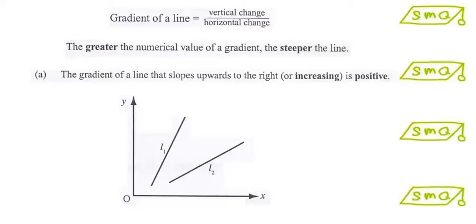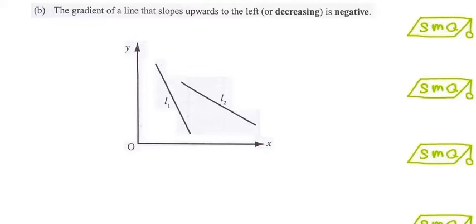From this graph, the gradient of L1 is greater than the gradient of L2 as L1 is steeper than L2. If the gradient of the line slopes downwards to the right, the gradient is negative or decreasing. In this graph, the gradient of L1 is greater than L2 as it is steeper than L2.